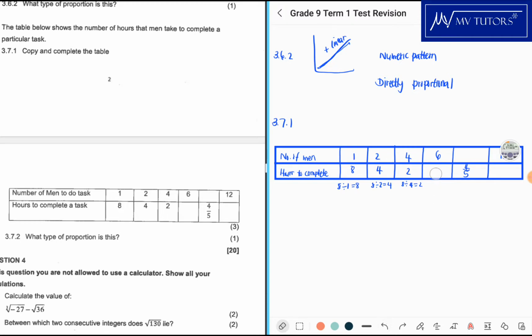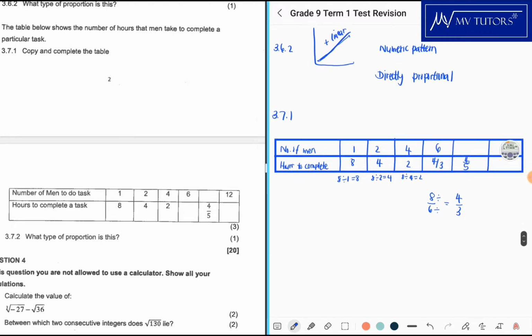So then for 6 men, I would say 8 divided by 6, because I have 8 hours, so divided by 6 men. And if I simplify the 8 over 6, the highest common factor there is 2. So then I have 4 over 3. So here I will have 4 over 3.